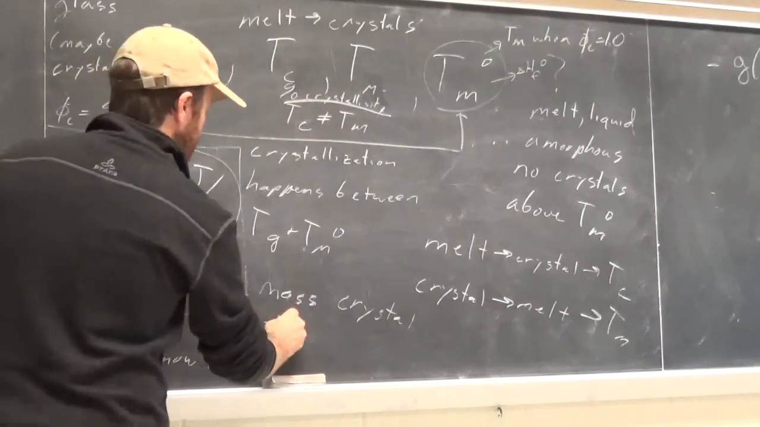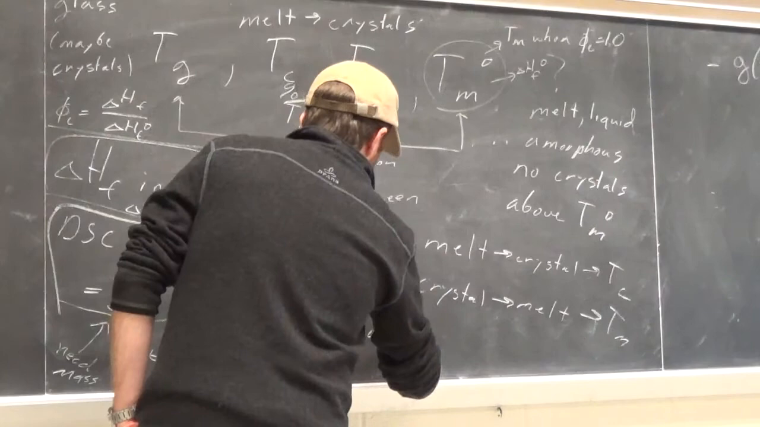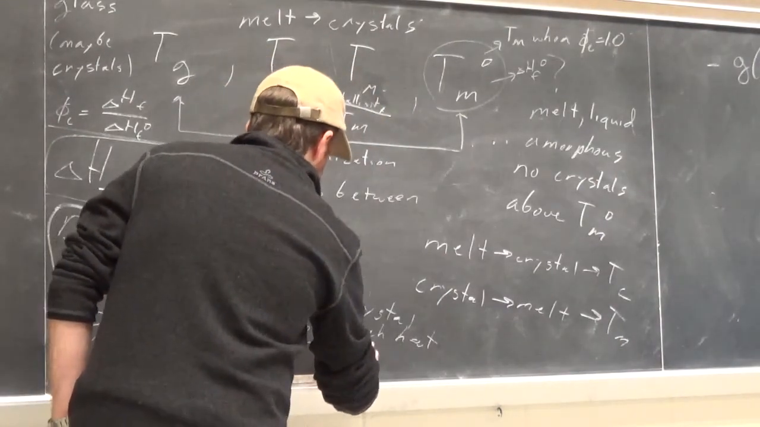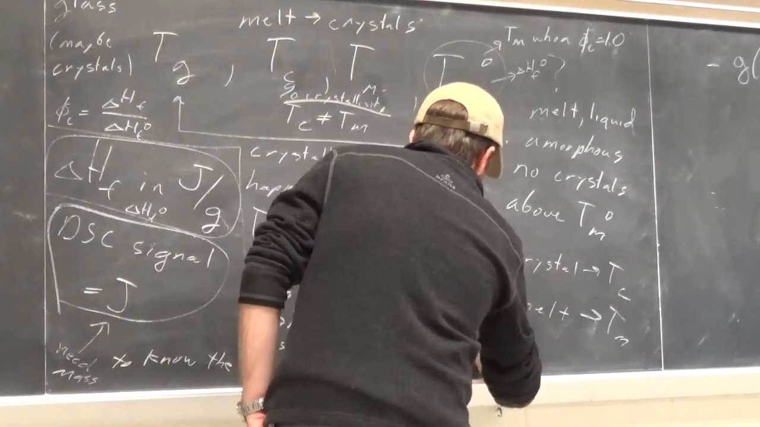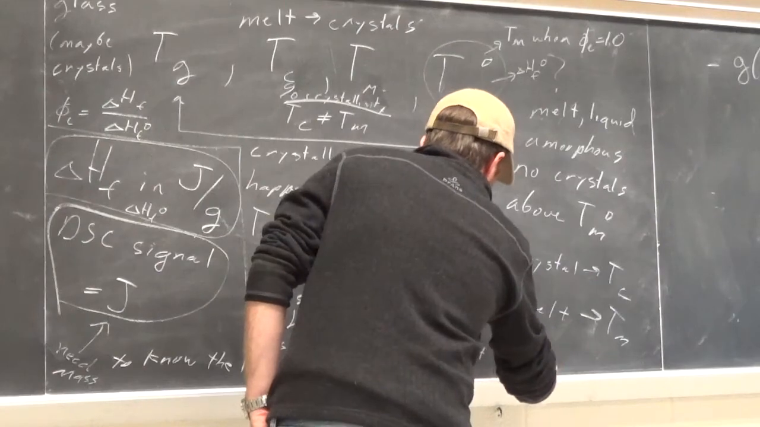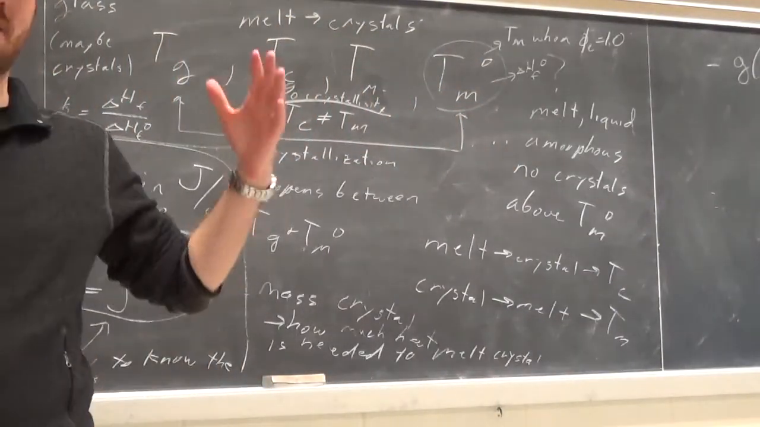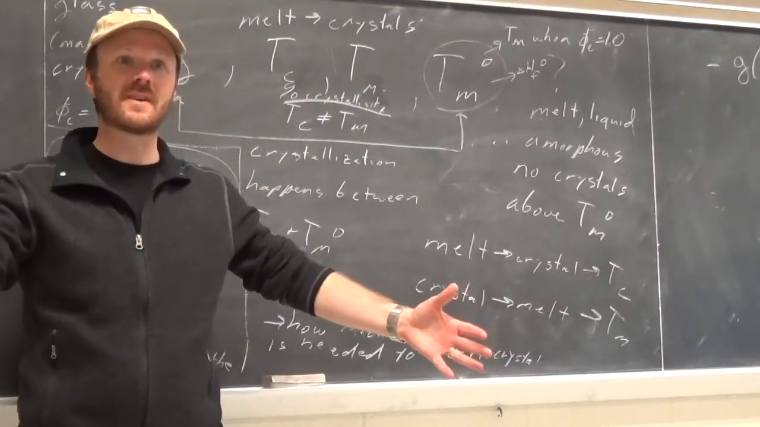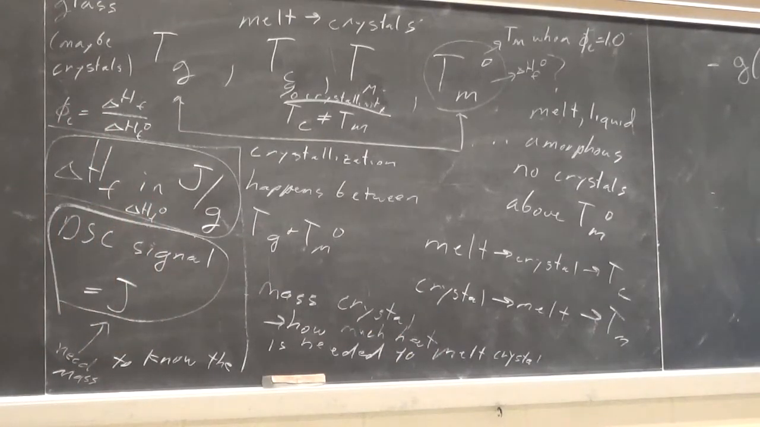is directly related to how much heat is needed to melt the crystal. There's this linear relationship between how much material is there and how much heat is going to be required to melt that crystal, and so that's why we need to know the mass of that crystal so we can get this mass normalization.